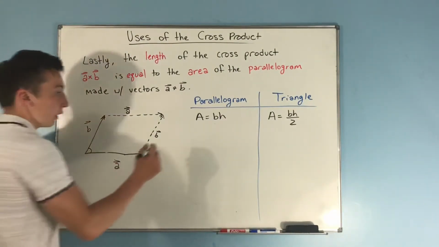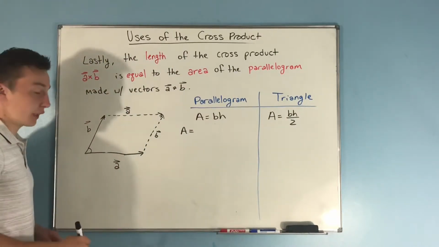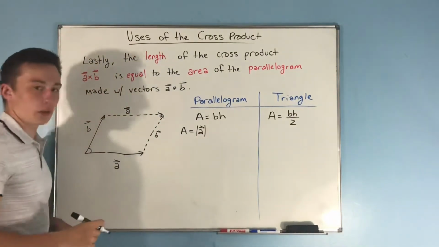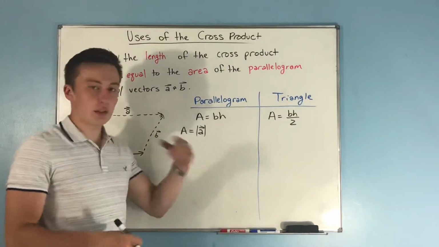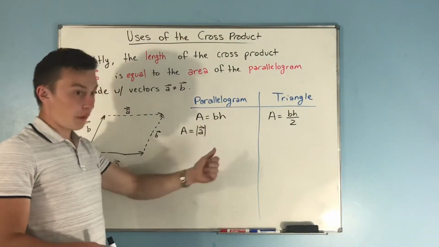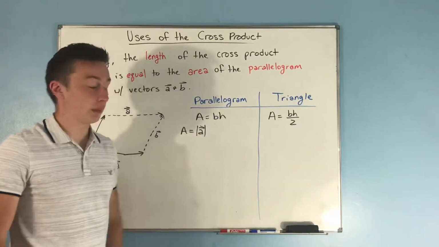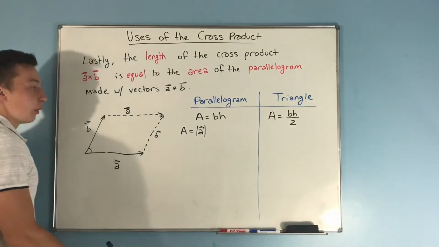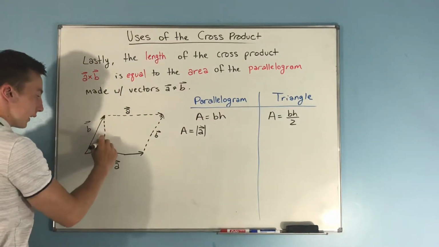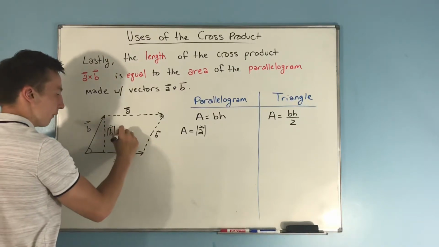Our base is going to be the magnitude of vector A. Why the magnitude? Because we're not going to put in a vector. Whenever you've done base times height or any area formula, you're not putting in the vector 2, 3, you're putting in a scalar, like 6 or 7. So that's our base. What about our height? Our height is this distance right here, and that's the same thing as the magnitude of B times sine theta.